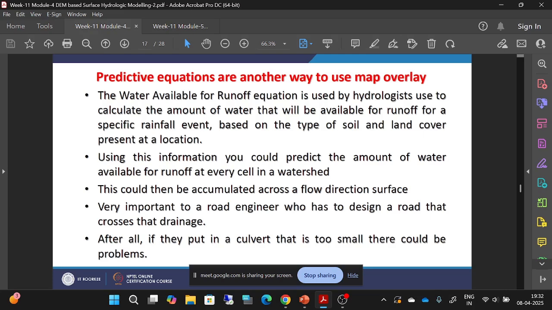And this could basically be accumulated across a flow direction surface, and is very important to the road engineers who have to design a road that crosses the drainage, because in flood events minimum damage or no damage should occur. In flood events people have seen these roads collapsing, right? So if you know that that area is prone to flooding or excessive water exposure, then that needs to be known to the road engineers, and accordingly they can construct so that there is minimum damage, or ideally no damage, but at least minimum damage.